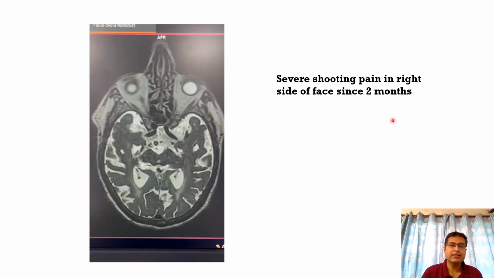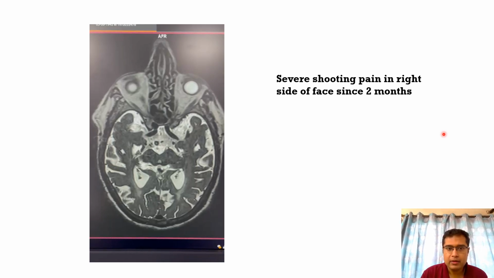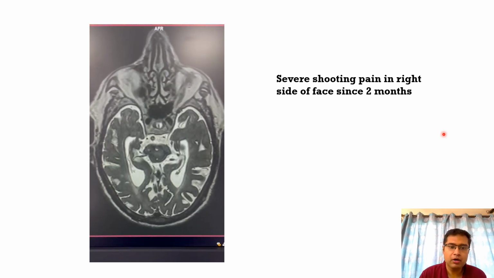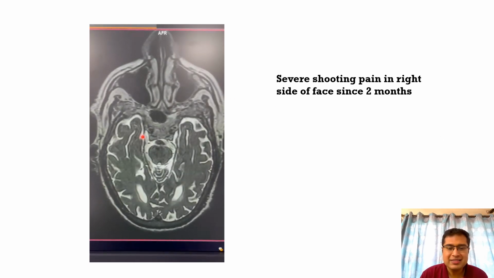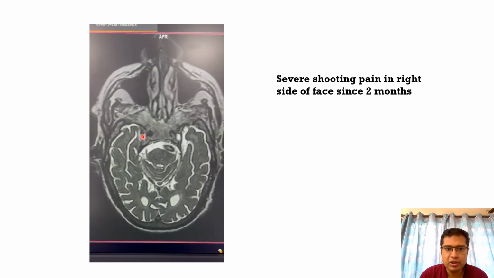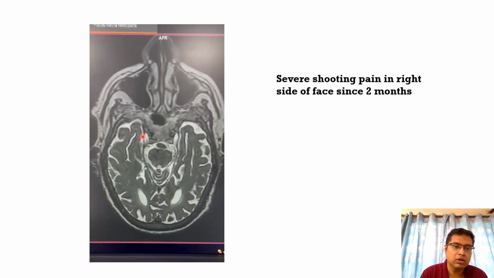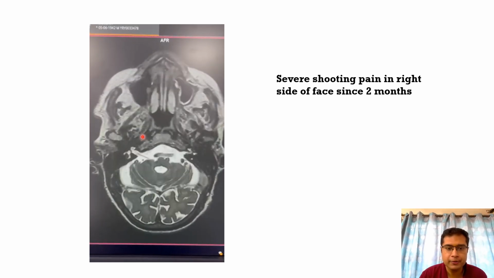Now coming to my next case. This particular patient is a 60-year-old male who presented with severe shooting pain on the right side of the face since 2 months, and MRI was advised for this particular patient. And this is the MRI picture of this patient. He was suspected to have trigeminal neuralgia, and these are the axial CISS images of this particular patient, particularly to look for the trigeminal nerve and its compression.